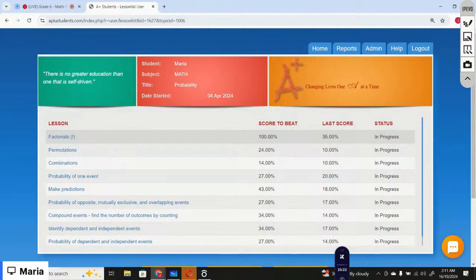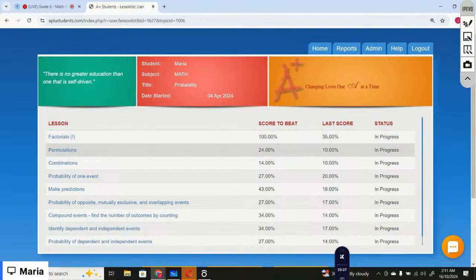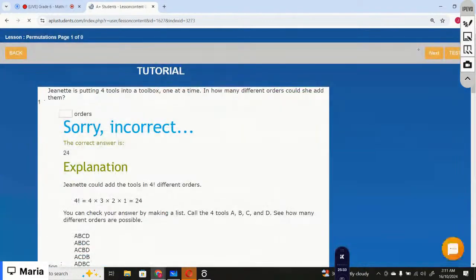The next lesson is permutations. Let's just start with the next lesson, that is permutations. Okay, let's just start with the example.